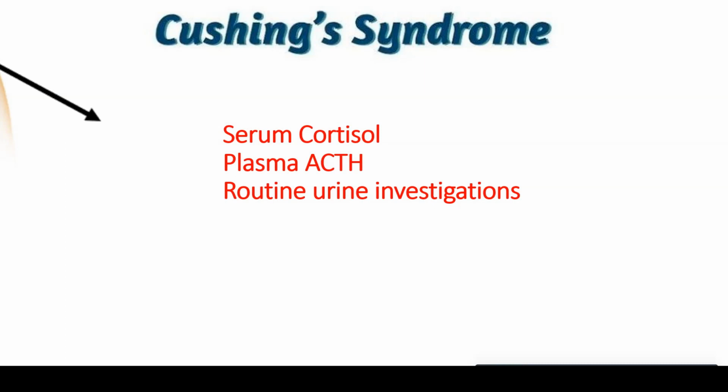How do you diagnose it? You can do serum cortisol levels, which will be quite high, plasma ACTH levels as well, and routine urine investigations as well. In fact, these diagnostic methods go quite deep. There are many deep diagnostic methods in this to see whether it's pituitary ACTH or ectopic ACTH, or if it's because of adrenal cortex tumor. It's actually a very vast topic. Maybe I can cover it some other time. If any of you are interested, do comment that below. That is quite high yield for USMLE and PLAB exams as well.